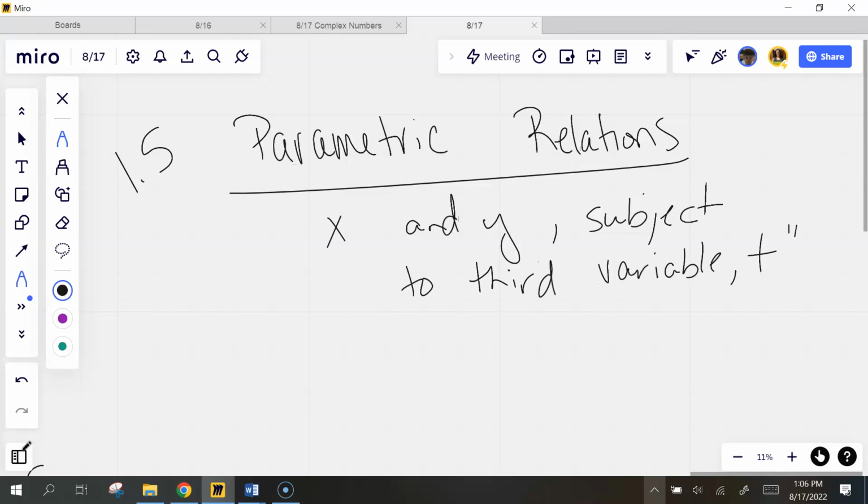That we call t. So we're going to talk about this on the calculator, we're going to talk about it algebraically, we're going to talk about it in a table, we're going to talk about it lots of different ways. The easiest way to understand parametric functions is just to do one. And when you see it, you'll go, oh, that's really not that bad.